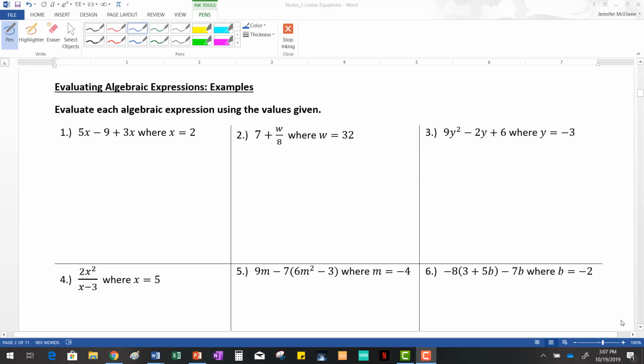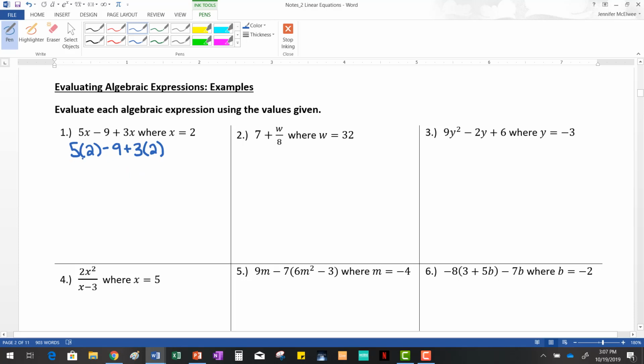The directions state, evaluate each algebraic expression using the given values. Number 1 is 5x minus 9 plus 3x, where x is equal to 2. So I'm going to substitute a 2 everywhere I see an x. I like to use parentheses when I substitute, that way I don't lose any symbols or forget anything that's happening in the problem. So I'm going to start by substituting first. Once I've substituted a 2 in for x, I'm just going to follow my order of operations.